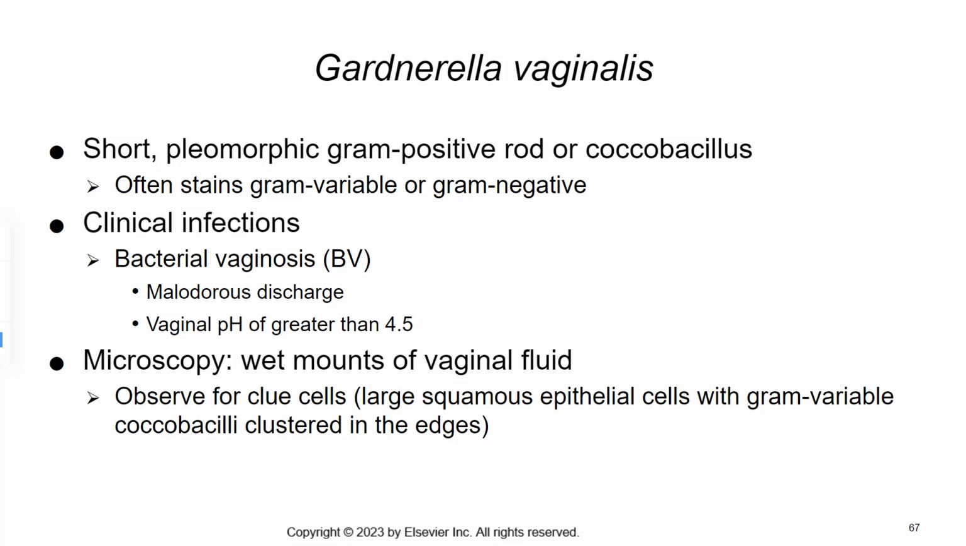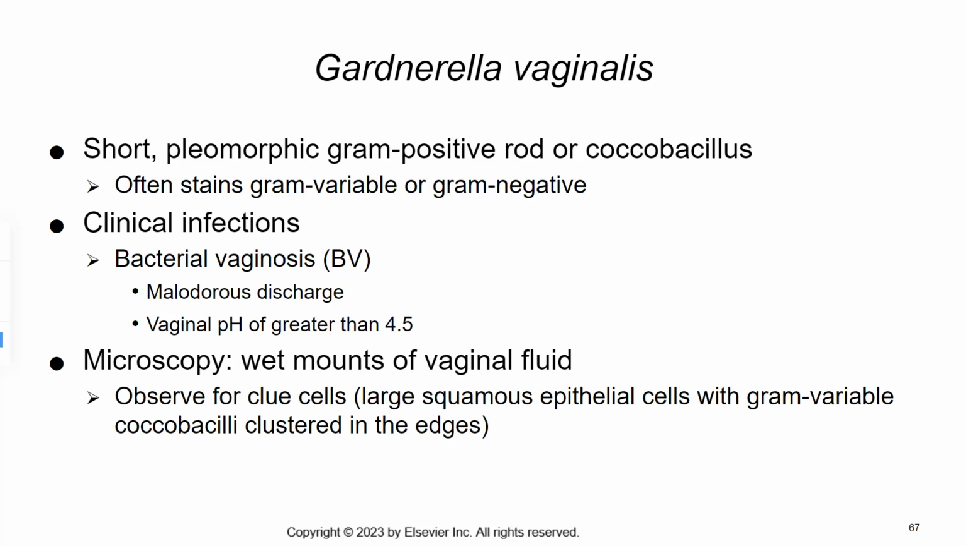You observe for clue cells, which are large squamous epithelial cells with gram-variable coccobacilli clustered on the edges. Oftentimes when you look for clue cells, you'll take a swab from the vagina, smear it on a microscope slide, and prepare a wet mount of it, so you can put it in some saline solution and put a drop on the microscope slide.